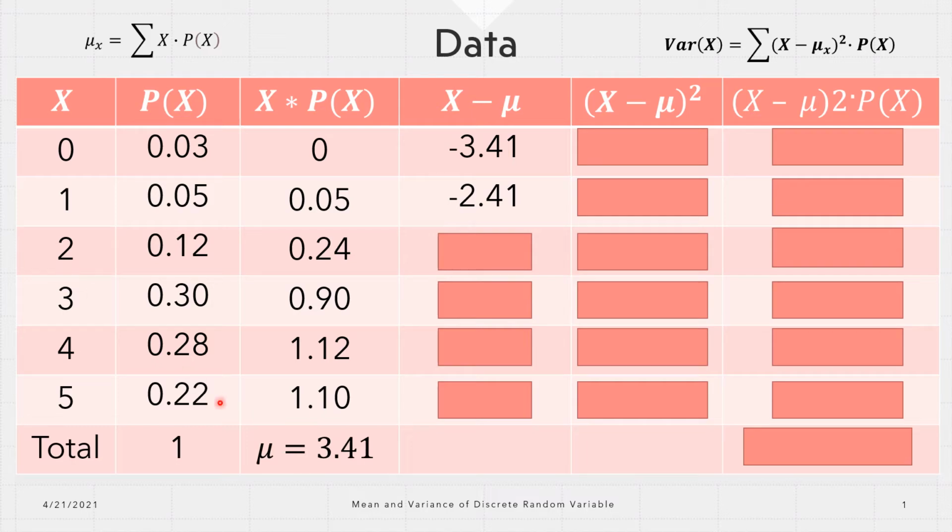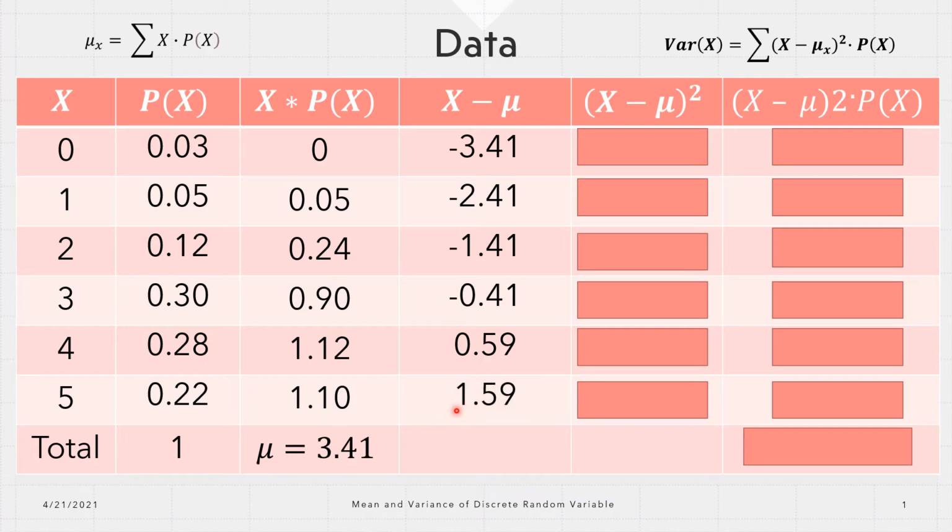Third, 2 minus 3.41, that will give us negative 1.41. Fourth, 3 minus 3.41, that will give us negative 0.41. 4 minus 3.41 will give us 0.59. 5 minus 3.41 will give us 1.59.